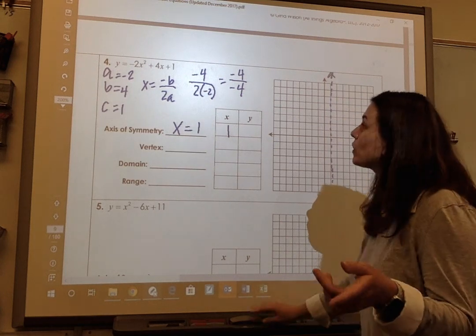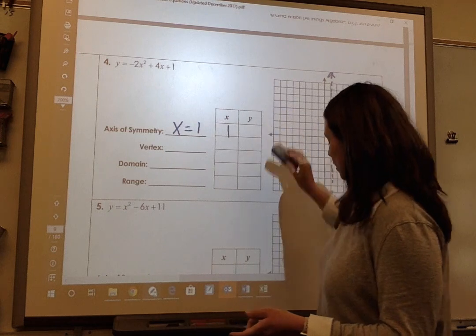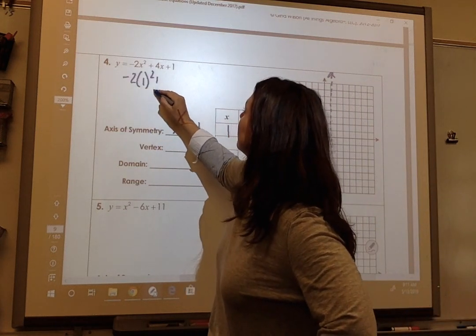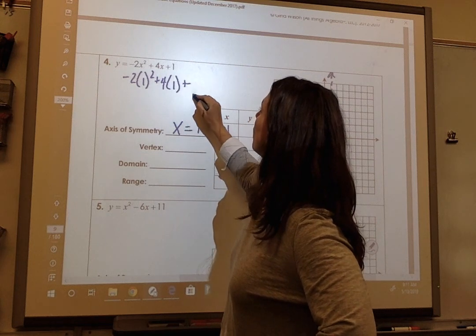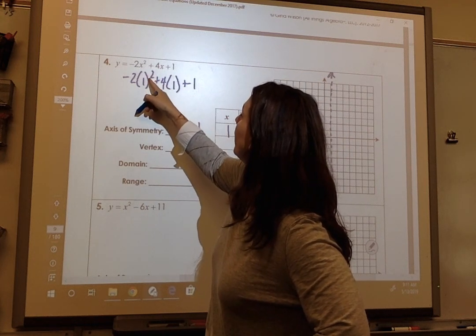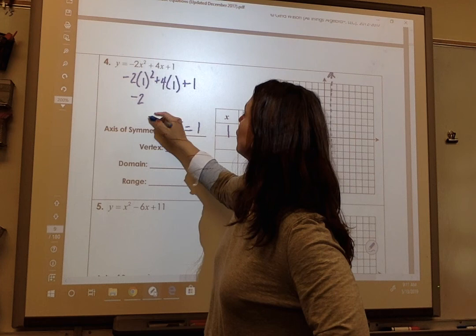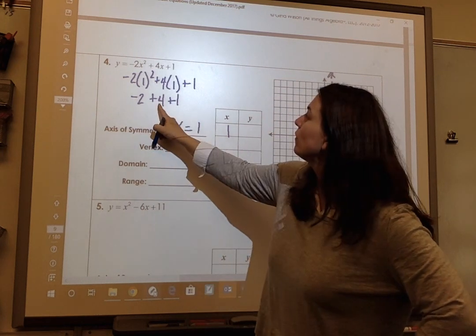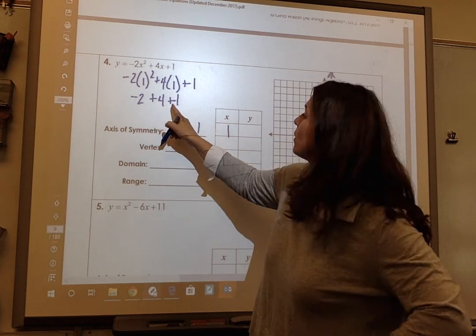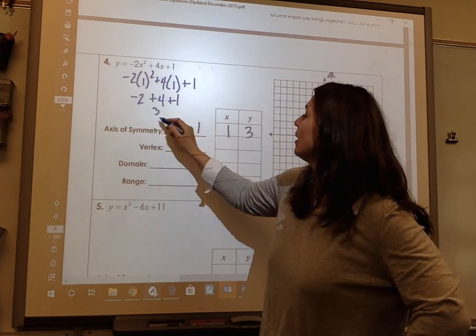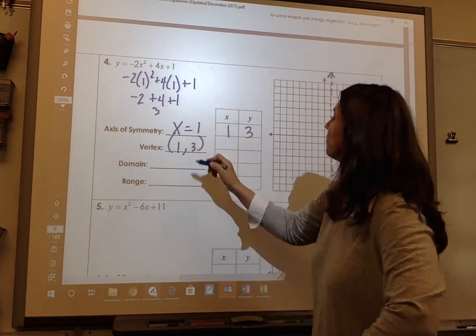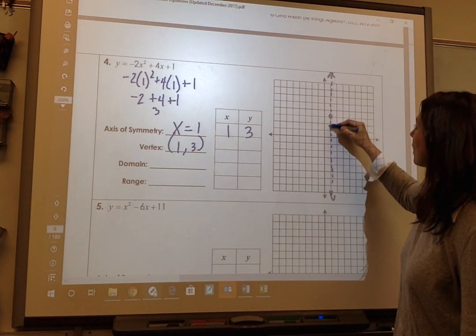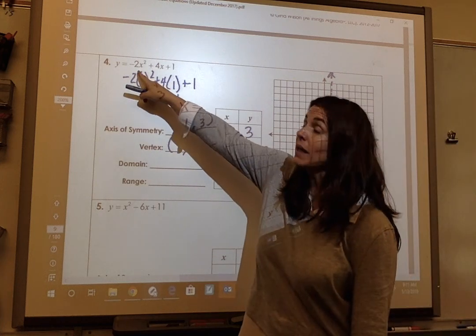I'm going to find that vertex point. So now I'm just going to plug in 1 for x and solve for y. So I get 1 squared is 1. 1 times negative 2 is negative 2. 4 times 1 is plus 4 plus 1. So negative 2 plus 4 is 2. 2 plus 1 is 3. Okay, so my vertex is 1, 3. So I'm going to go 1, 3. There's my vertex. Now, look at my leading coefficient.